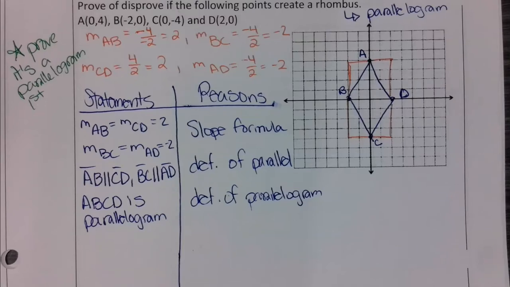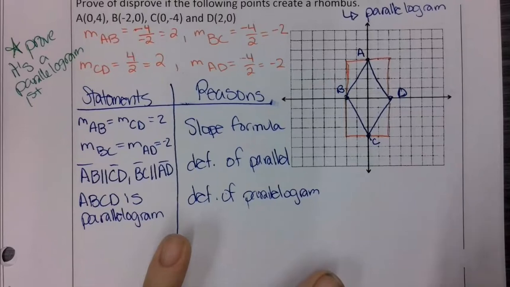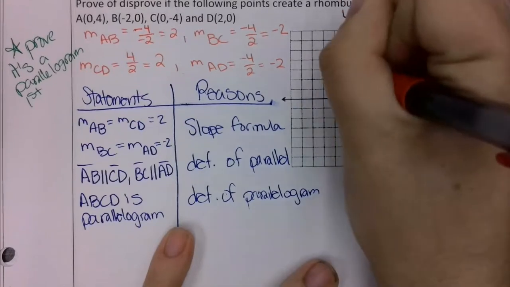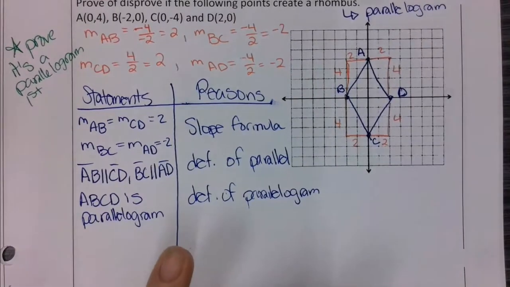Okay, so what's the part about being a rhombus that makes it different from a regular parallelogram? All sides are congruent, so now I need to use the distance formula to prove all my sides are congruent. I could do it for all of them, but notice all these triangles are 2 and 4. So I can do it for just one of them, because I need to find the actual distance, and then I can say it.